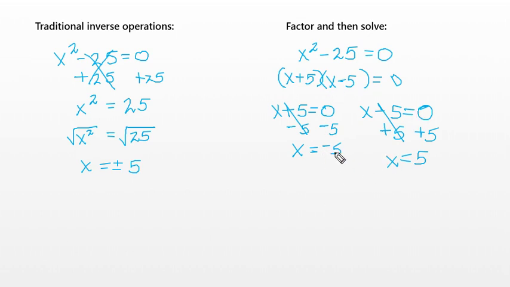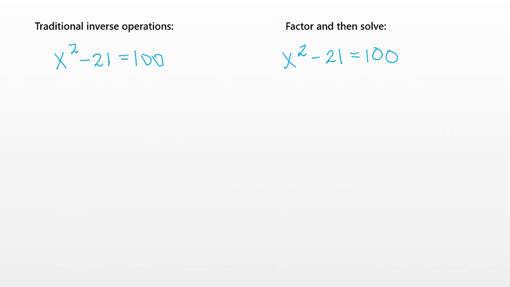This process here is called the zero product property. And so this is the property that we're using to be able to set each of my factors equal to 0. I know that the product of these factors is 0, therefore I know that one of the factors must be 0. So that's the zero product property.